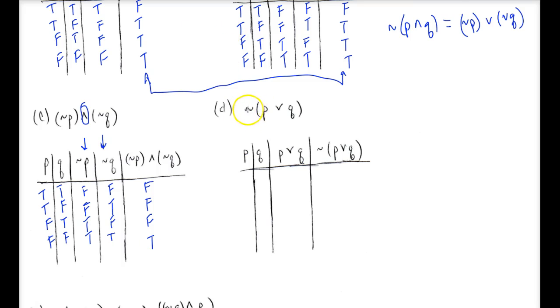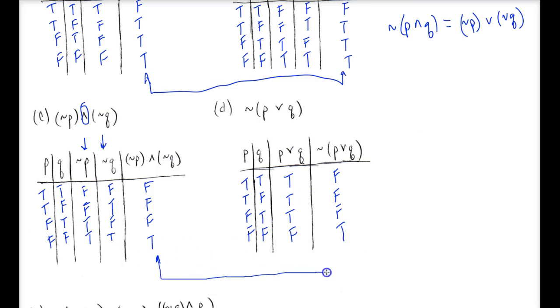Doing the same thing with example D, we need to come up with our P and Q first, and then after that, OR those together, and then take the negation of that. So true, false again, true, true, false, false. And so now, if we OR these together, OR means if at least one single statement P or Q is true, then it means everything is true. So we know that we have true, true, true, false. And then the negation of that is false, false, false, true. And again, we see that these two columns are the same.